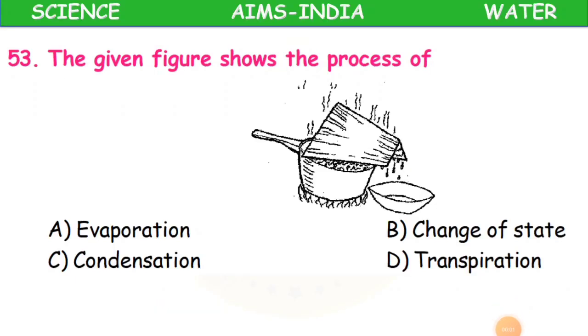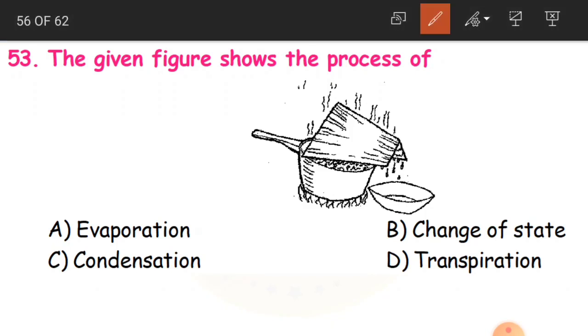Now comes the last question, children, 53rd one. The given figure shows the process of. See here, what are you able to observe here, children? There is a container where the water is being boiled, heated. So what happens after heating? Now you can see the vapor here. And after getting cooled, you can see the droplets here in the picture. These are the droplets, which are again taken into another small container here.